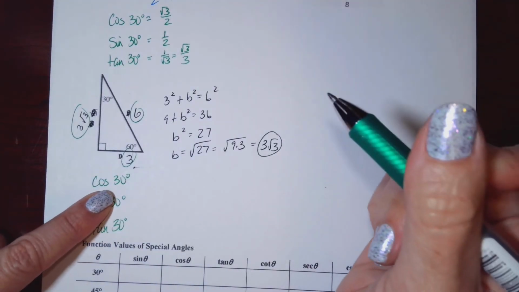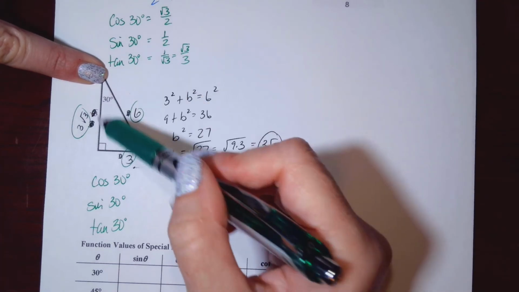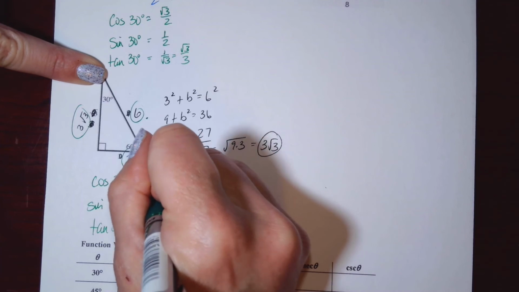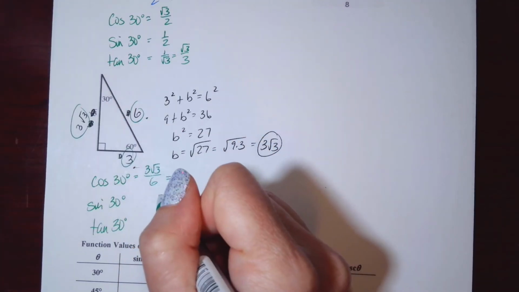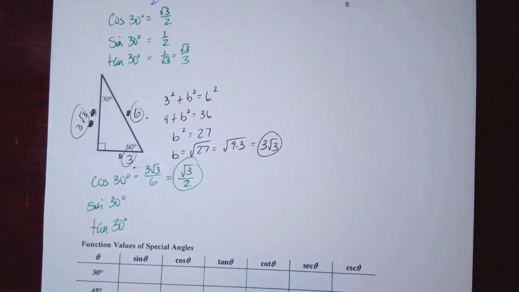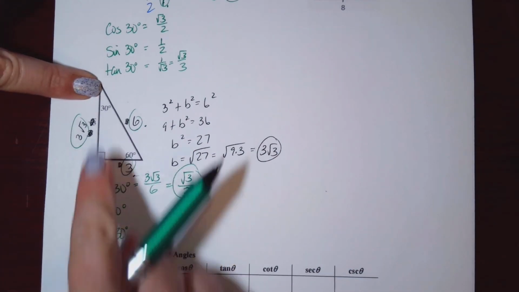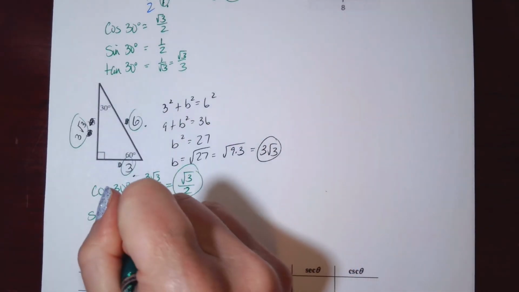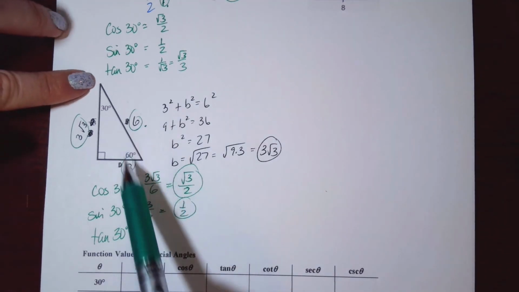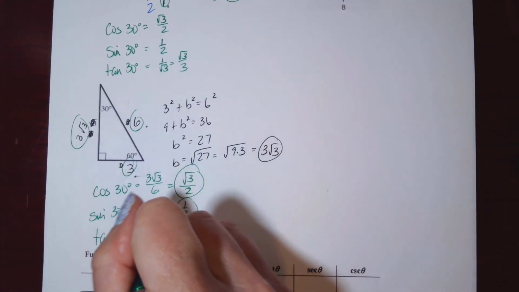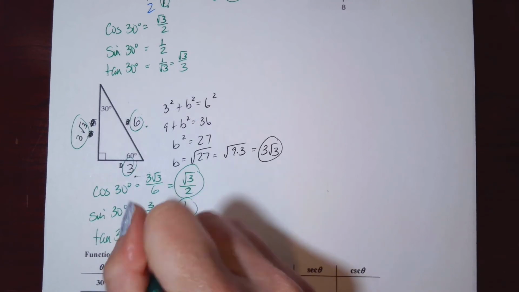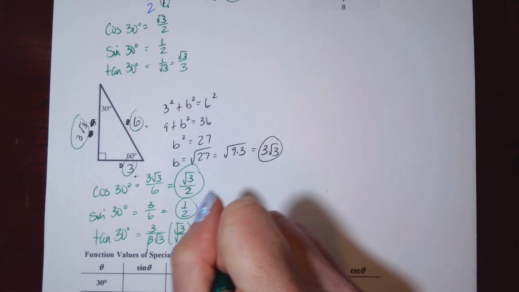Let's see what happens. Cosine of 30, cosine is adjacent over hypotenuse, so that comes out to be 3 square roots of 3 over 6, and I need to simplify. Both of these have a factor of 3, so that simplifies to square root 3 over 2. Sine of 30 is opposite over hypotenuse, so 3 over 6 is 1/2. Tangent of 30 is opposite over adjacent, so 3 over 3 square roots of 3. When I rationalize and simplify, it comes out to be square root 3 over 3.